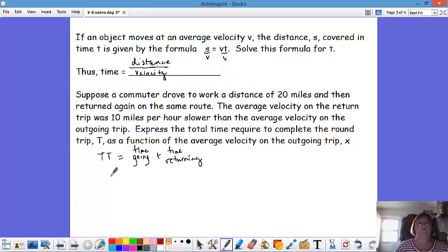Specifically, we know that the time going would be distance divided by velocity, and the velocity is what we don't know here, so x. The time to return, well, that's that 20 miles still, but this time we're going 10 miles per hour slower, so the velocity is x minus 10. And I believe that we've done exactly what it says. Express the total time required to complete the round trip as a function of the average velocity on the outgoing.